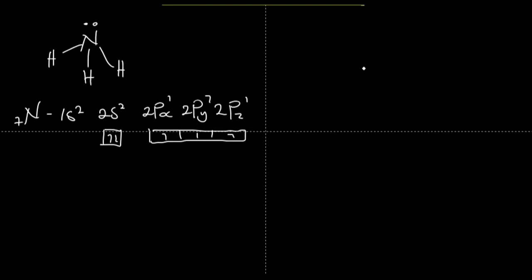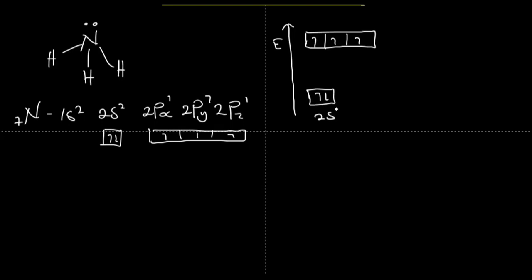Okay. So again, when we take a look at the energy profile diagram, this is energy increasing. The 2s orbital has a pair of electrons, and the p orbital, which is of a higher energy, has three unpaired electrons. So this is the 2s orbital, and then the px orbital, py, and the pz.